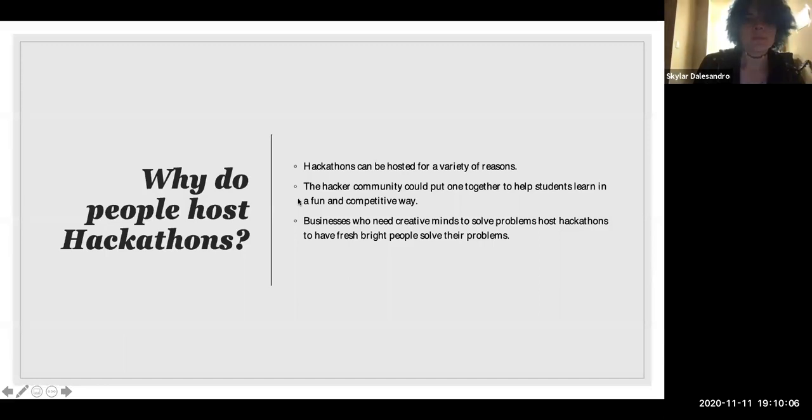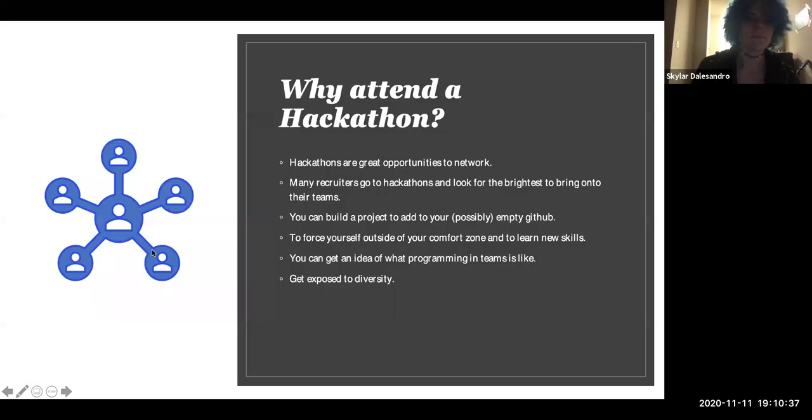Why do most people host hackathons? Hackathons can be hosted for a variety of reasons. The hacker community could put one together to help students learn in a fun and competitive way. TigerHacks all the way. Businesses who need creative minds to solve problems host hackathons to have fresh, bright, new ideas. And that was the one that I attended, and I'll go into a little bit more on that later. But for now, we'll go into the next one.